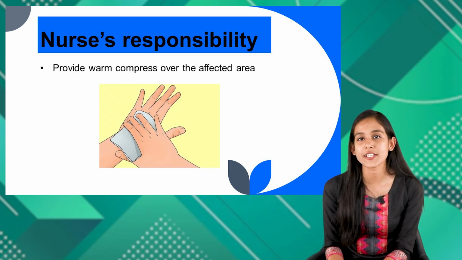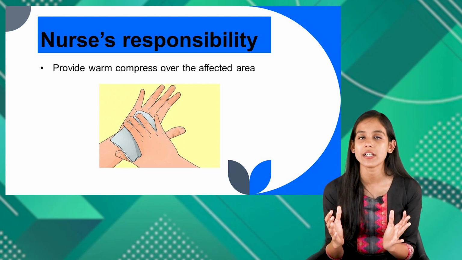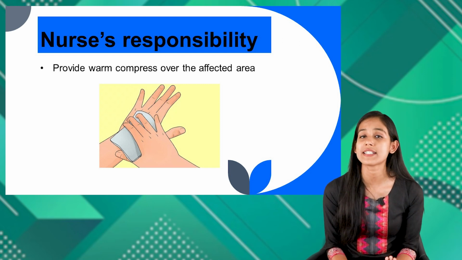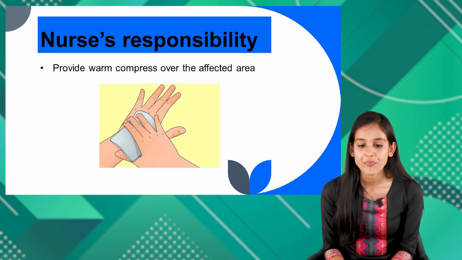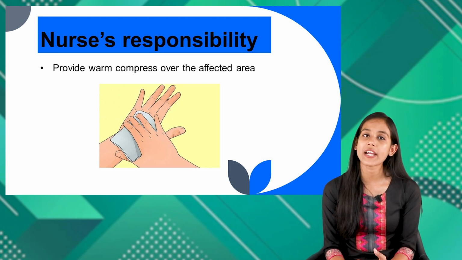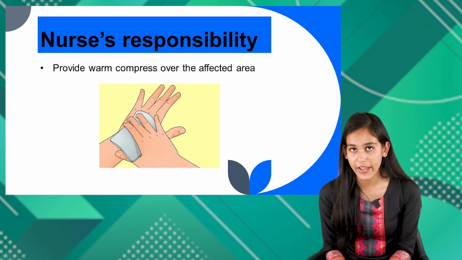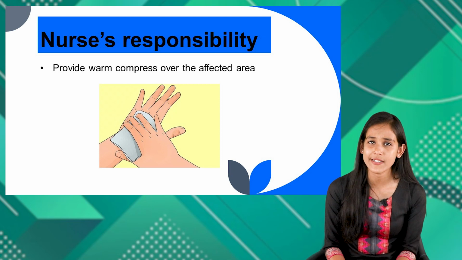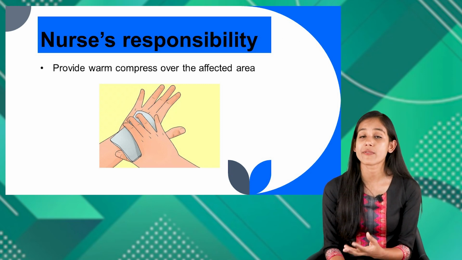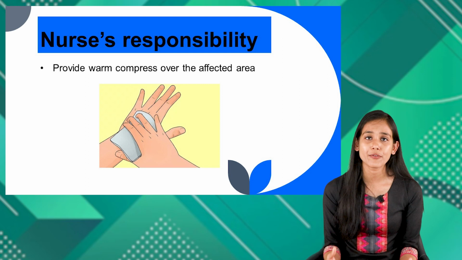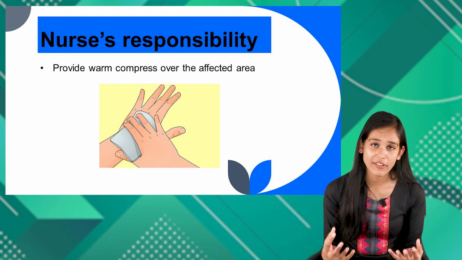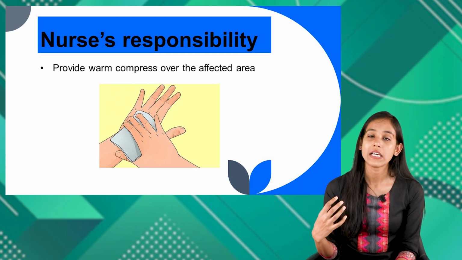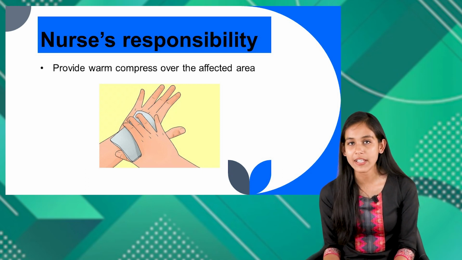So, what are the nursing interventions that we should consider when we are taking care of a child with sickle cell anemia, or if the child is having a crisis episode? Right. So first thing, we have to provide warm compress over the affected area. So when the child is having a crisis episode, and if there is swelling on the hand and the feet, or if the child is having pain, in that case we can provide warm compress over the affected area and wherever the child is having pain.